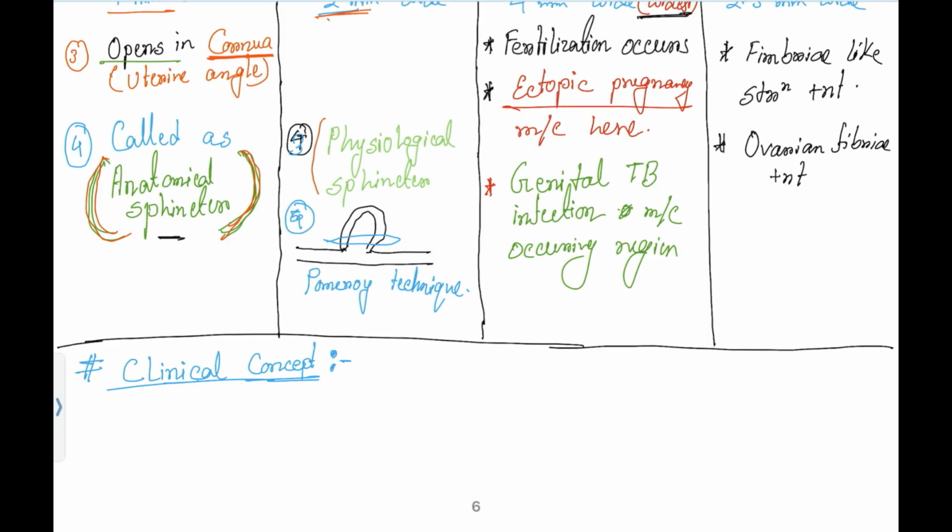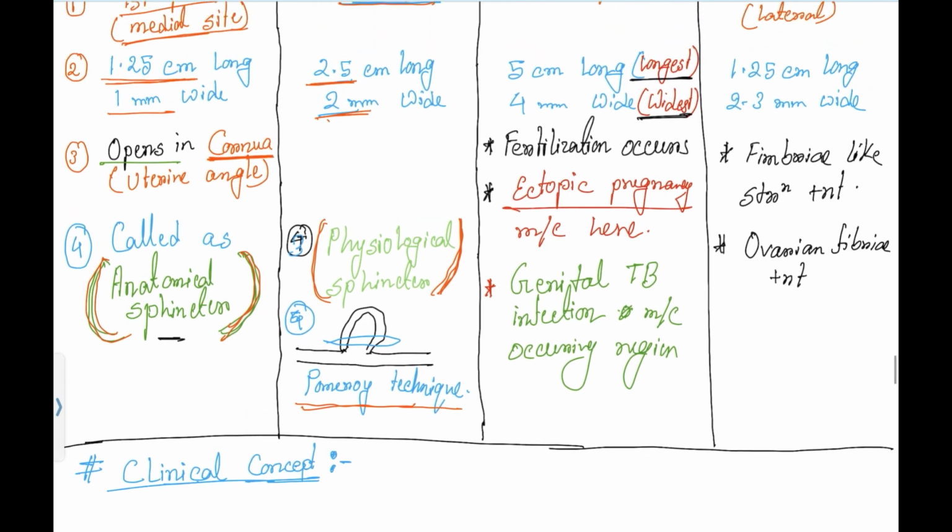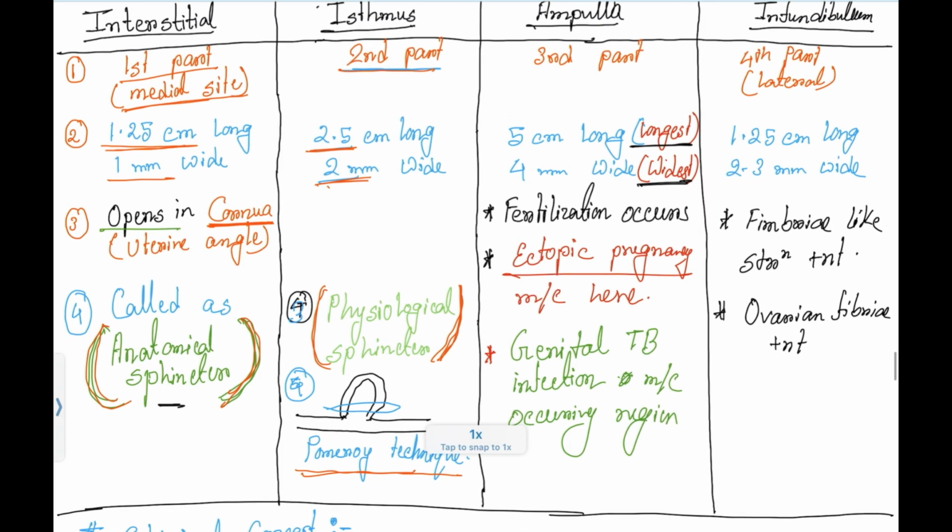The important thing is it is called your physiological sphincter. So anatomical sphincter is your interstitium or intramural, and physiological sphincter is your isthmus. And the Pomeroy technique, that is cutting out the isthmus for the purpose of a permanent family planning method, that is your tubectomy, occurs in this region only.